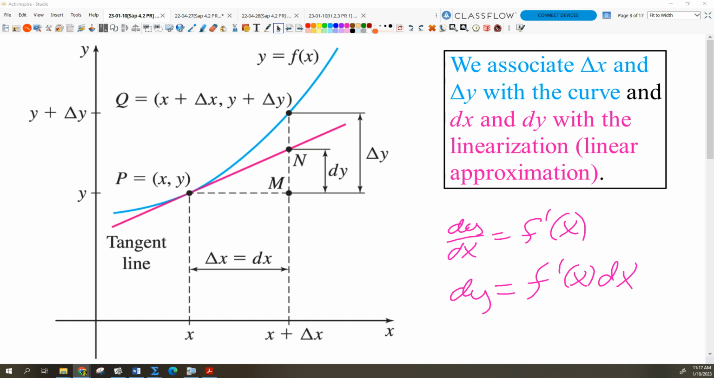Okay, the amount that the function actually changes is delta y. The amount that the approximation of that, the amount that the tangent line changes, the y values change, we call dy. Okay, and again, dy is just f prime of x dx. That's it.